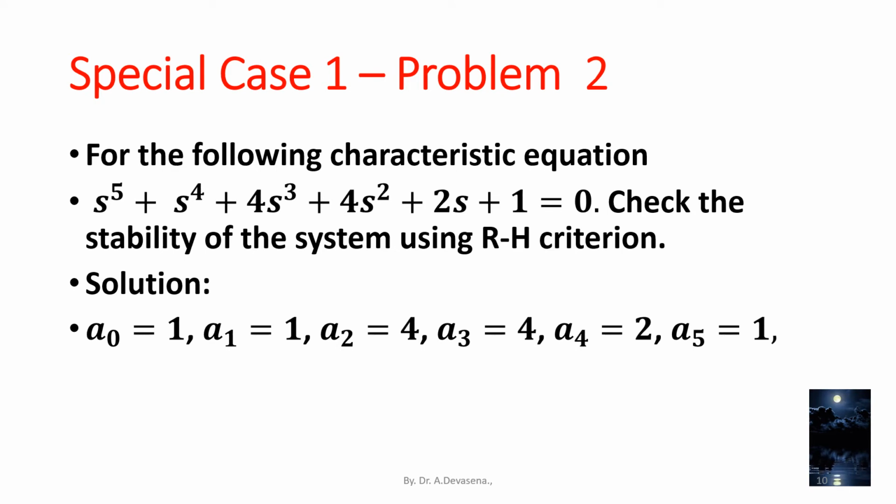Coefficient of s square is a3. a3 is equal to 4. Coefficient of s is a4. a4 is equal to 2. The constant term is a5. a5 is equal to 1.